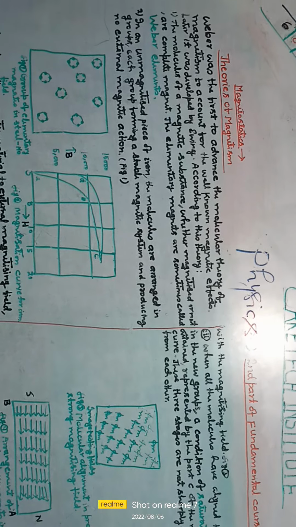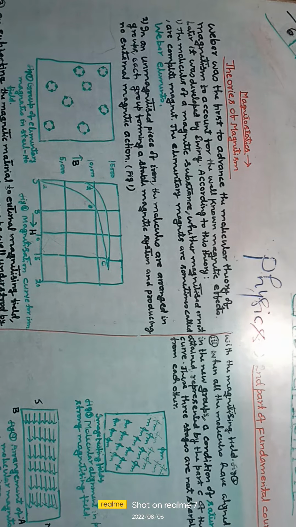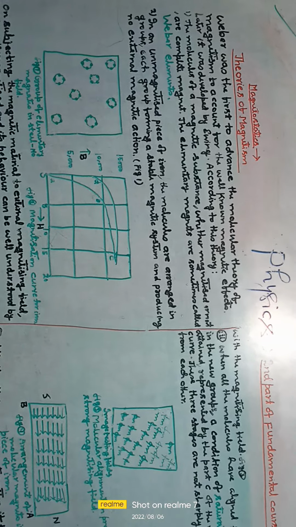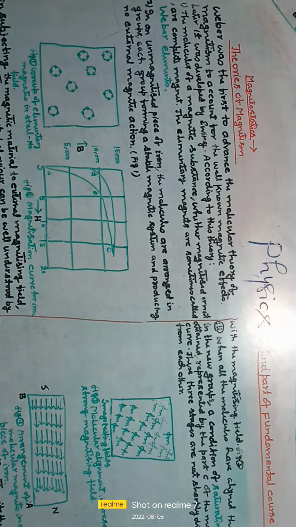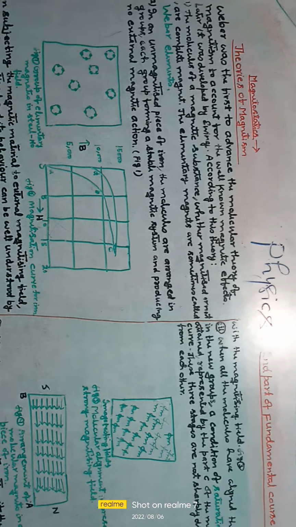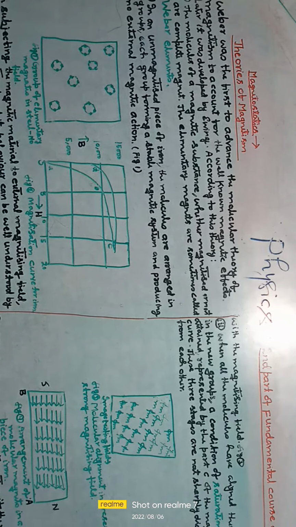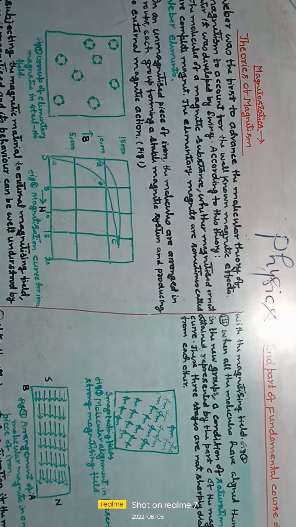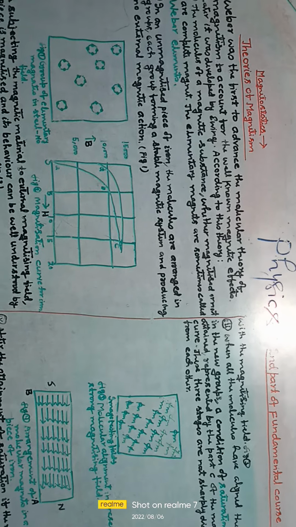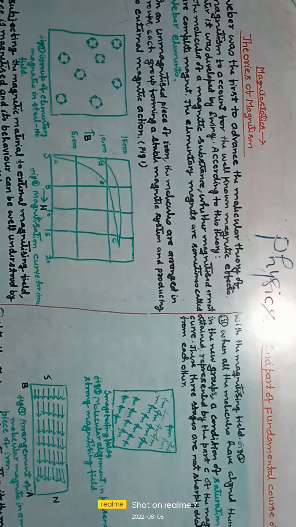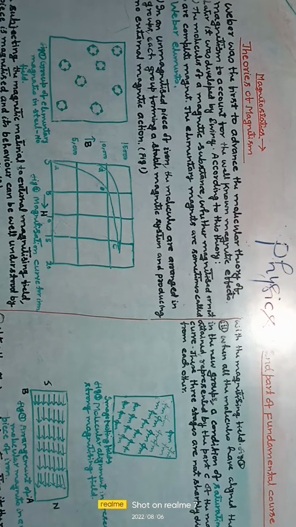Theory of magnetism. Weber was the first to advance the molecular theory of magnetism to account for the well-known magnetic effects. Later it was developed by Ewing. According to this theory, the molecules of a magnetic substance, whether magnetized or not, are complete magnets. The elementary magnets are sometimes called Weber elements.